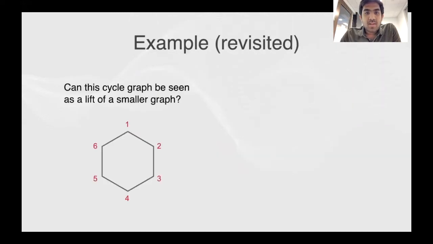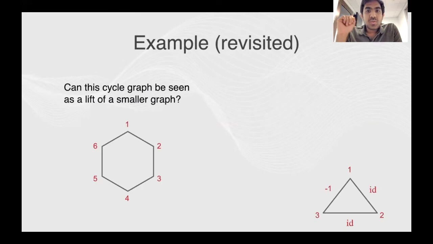So now this is a fun example you can try out. You can just pause the video here. Can you look at the cycle graph as the lift of a smaller graph? And the answer is yes, you can. So if you take a graph on 3 elements, and now let's say I'm just doing a 2 lift, right? So the symmetric group on 2 elements has just either the trivial permutation or the flip. So on the edge 1, 2, and 2, 3, I have the trivial permutation, whereas on the third edge, I have a flip.